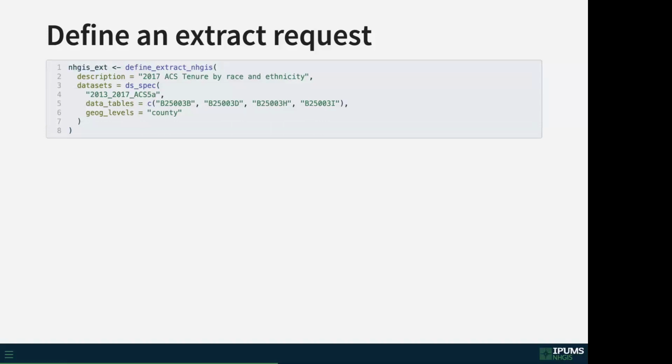So what might a simple request look like? The first thing that you'll do in a request is you can put a description in. This is up to you. You can put anything you want in here, and it generally should be something that helps you remember what you've put in your extract. Of course, it'll make it easier to find if you ever have to go back to it. But the bulk of the request is made up of this datasets component.